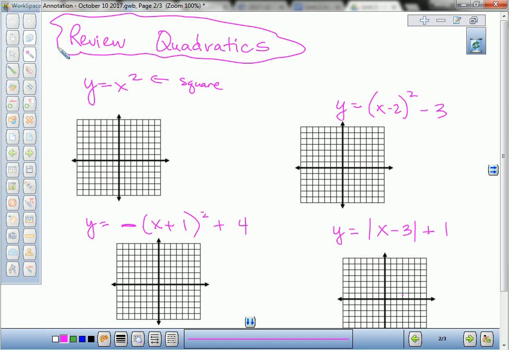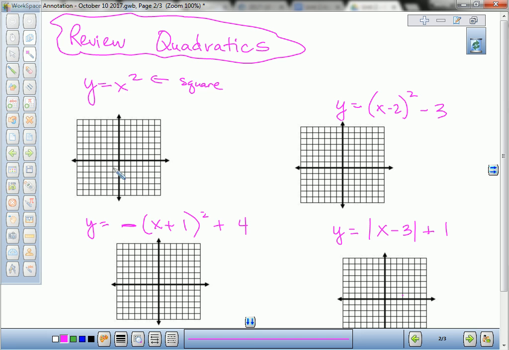Quadratics. Now, quad makes you think 4, which is very tricky because it's not 4. It's actually a 2. But quadratics is this function, y equals x squared. What does the shape of that look like? A parabola. That's exactly what it is. Okay? So, when you learn this, you learn that this is a parabola.